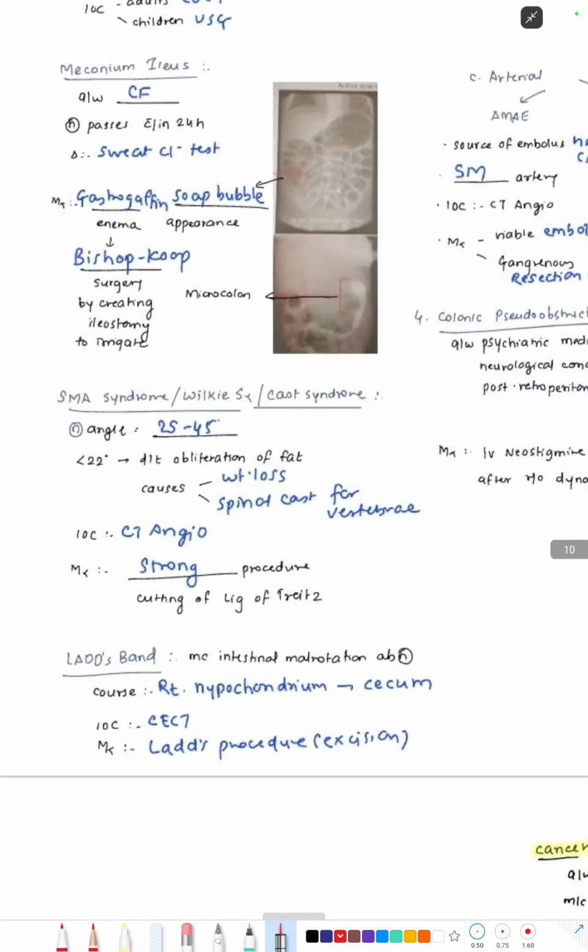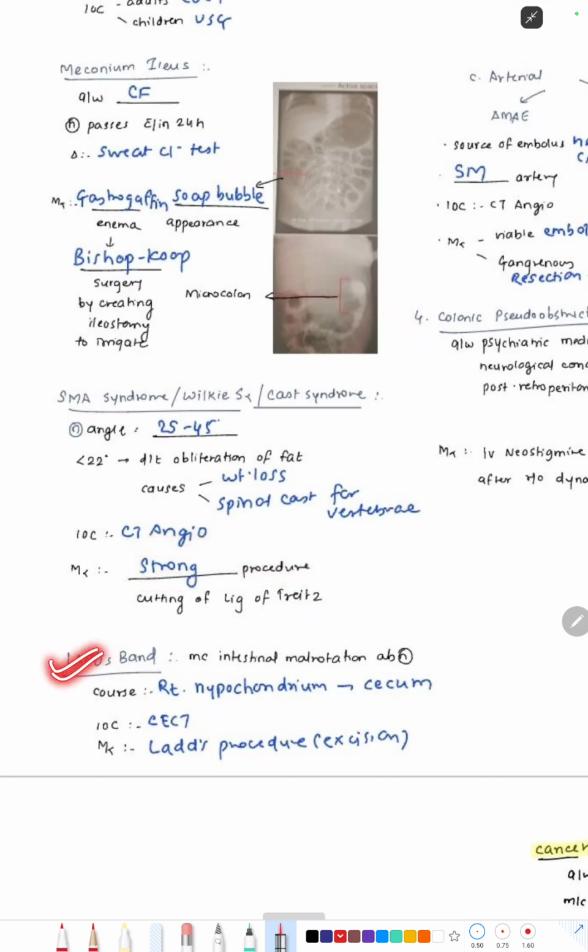Then superior mesenteric artery syndrome, SMA syndrome, or that is also called as the Wilkie syndrome or the cast syndrome. So in SMA syndrome, the normal angle is 25 degree to 45 degree. Less than 22 degree, due to obliteration of the fat, the causes of it are the weight loss and the spinal cast for the vertebra. Investigation of choice is the CT angio. The management is the Strong procedure, wherein the cutting of the ligament of Treitz.